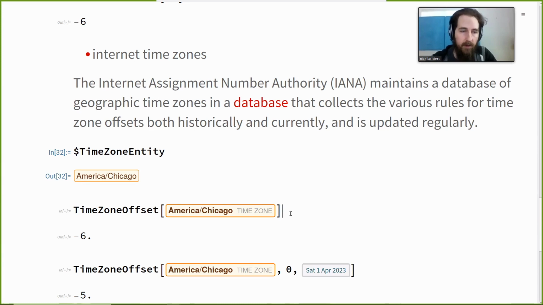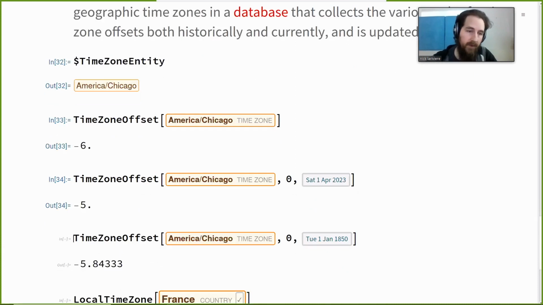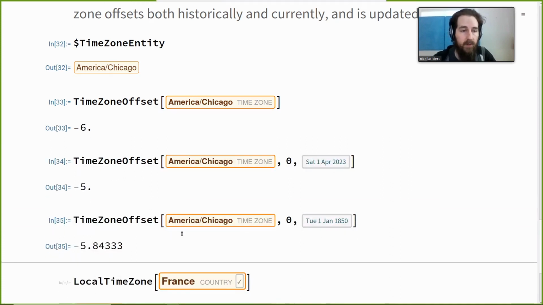So if I look at my current GMT offset, I am 6 hours behind GMT. If I look at what it will be at the beginning of April, it will be 5 hours behind GMT. If I go far back in the database before Central Time was standardized, I will get my local mean solar time, which is just a little bit less than 6 hours behind GMT.